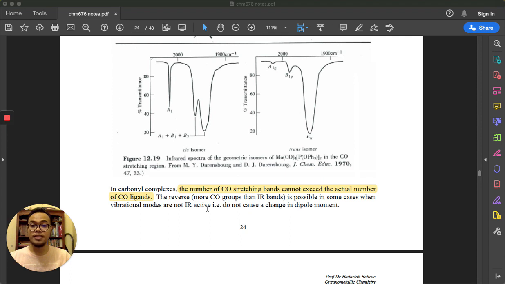So I hope you understand that to be IR active, your compound should have a polar bond. The functional group itself must be polar, and in order to be polar, it must have a dipole moment. But there will be cases where, for example, if it is symmetrical, the dipole moment can be cancelled out, so you could not see it clearly. So it can be the reverse: more carbonyl groups are seen than IR bands, meaning sometimes they can have 4 carbonyl, but you cannot have the significant number of bands on your IR spectra.